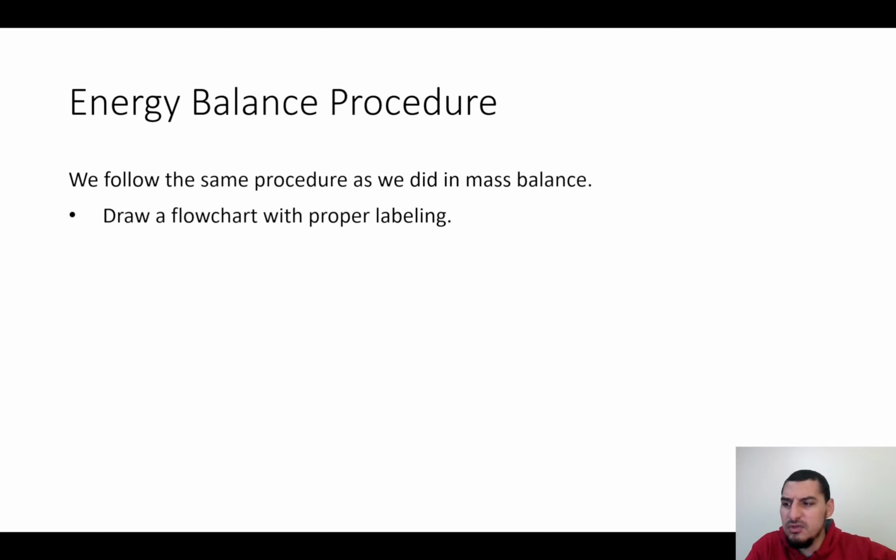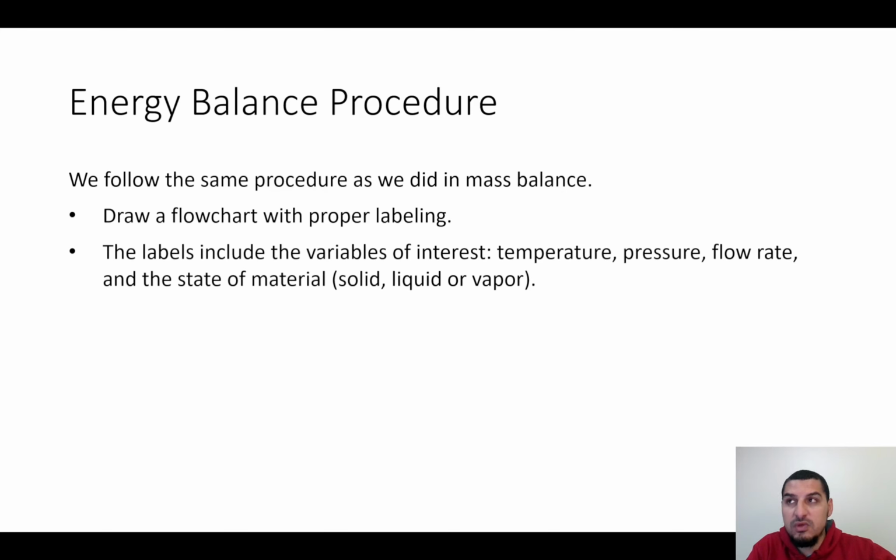So it's similar to what we do in mass balance. We need to draw a flow chart, put all the labels, put all the information that we need to have, and this includes all the parameters of interest. So in this case, we are interested in temperature, pressures, flow rate, and the material state, either solid, liquid, or vapor. This is going to make a difference regarding the calculations that we will do and the numbers that we are extracting from the table.